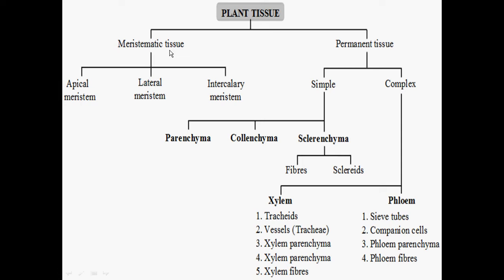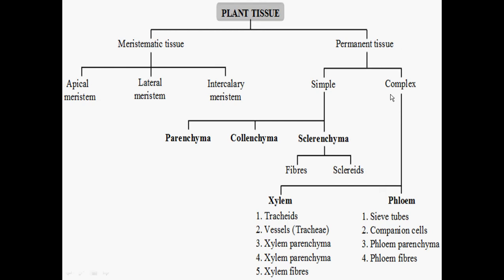When meristematic tissues stop dividing and the cells become specialized to perform a specific function, they are categorized as permanent tissue. Based on the number of cell types, permanent tissue can be categorized into simple tissue and complex tissue. Simple tissues have only one type of cell, so they are named simple permanent tissue, and they can be parenchyma, collenchyma and sclerenchyma.